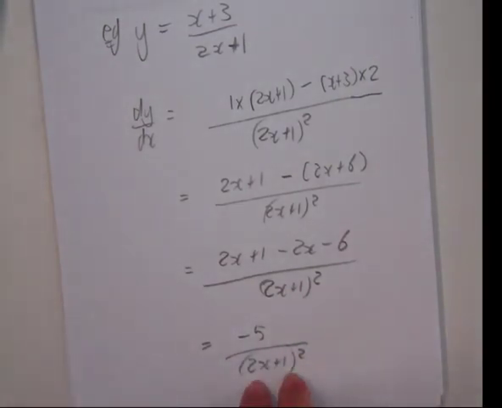Don't expand out the denominator, leave it with a square. That's the best plan. So some people would expand and we get 4x squared plus 4x plus 1. Don't do that, leave it as a square. That's perfectly acceptable and is less work.